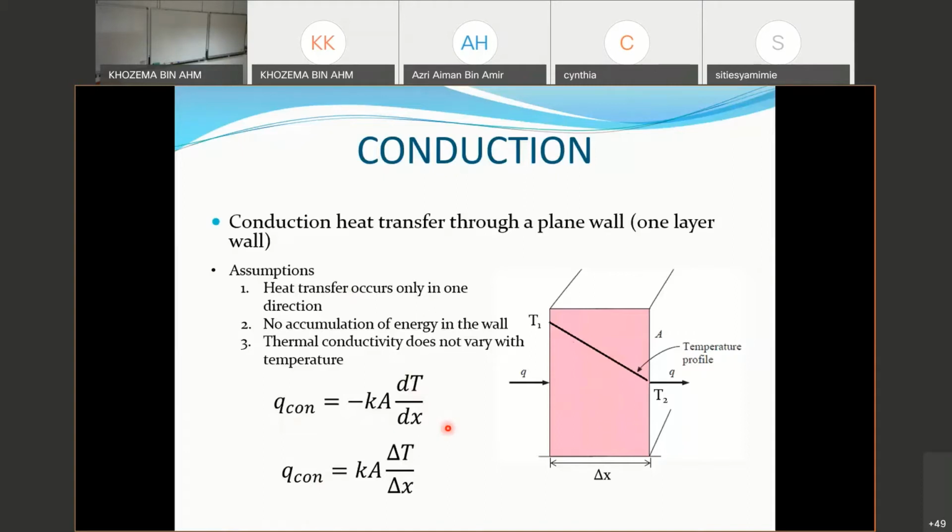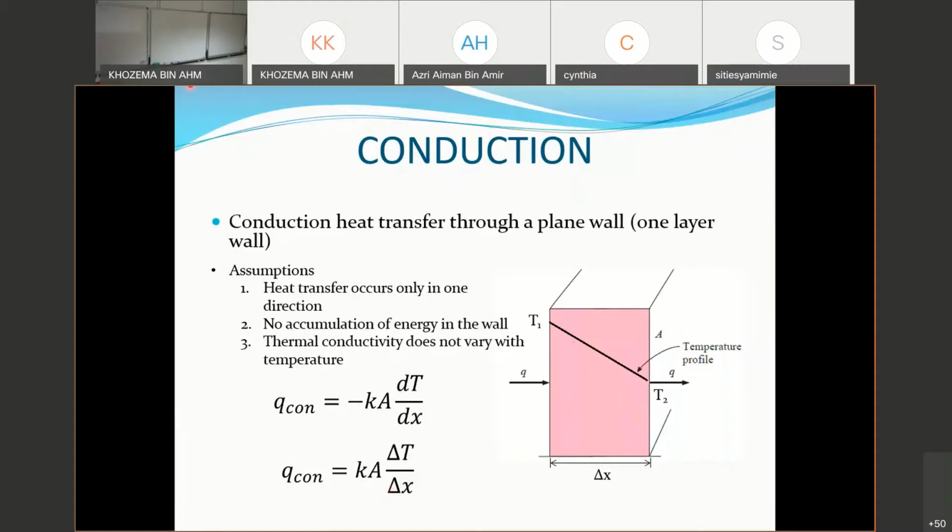And then I change the equation. If you look at the second equation at the bottom here, Q is still the same, but there is no longer the negative sign. In the top equation, there's a negative sign. Here is only Ka, and instead of dT over dx, I put delta T over delta x. Now you have to understand what's the difference between dT over dx and delta T over delta x.